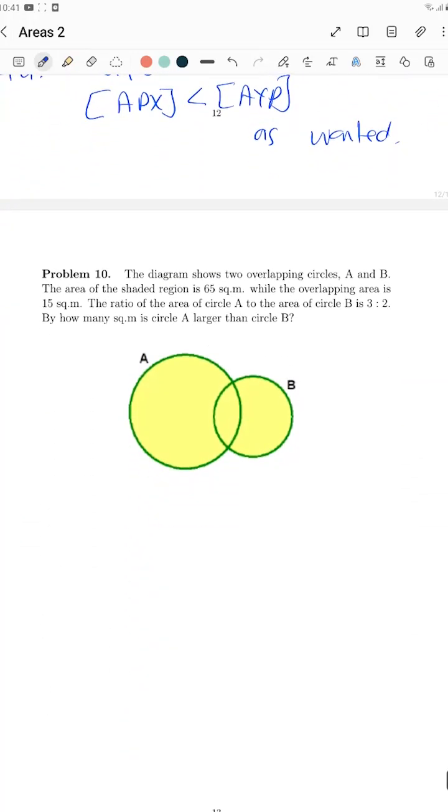Problem 10. Again, it's a numerical question, so not like problem 9, we just have to calculate something. But first, let's read the problem. The diagram shows two overlapping circles, A and B. The area of the shaded region is 65 square meters, while the overlapping area is 15 square meters. The area of circle A to the area of circle B is 3 to 2. By how many square meters is circle A larger than circle B?